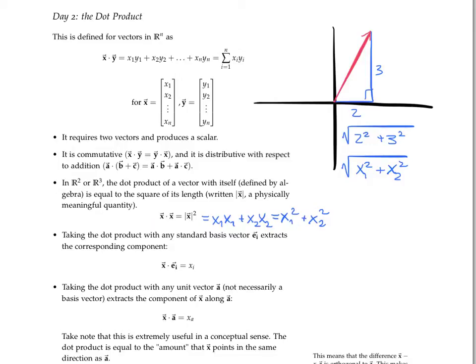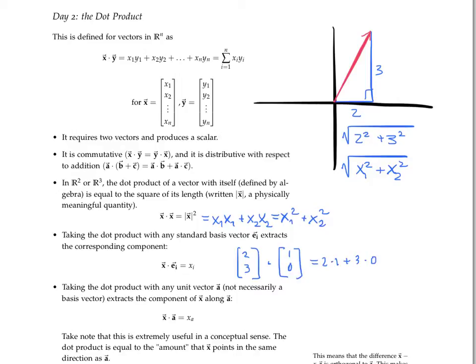Now moving on to the next property, if we take the dot product with any standard basis vector e sub i, it's going to extract the corresponding component. Let's do a concrete example of this. Let's use our x up here where we were using (2, 3), and I'm going to dot it with e1, the first standard basis vector in R2.